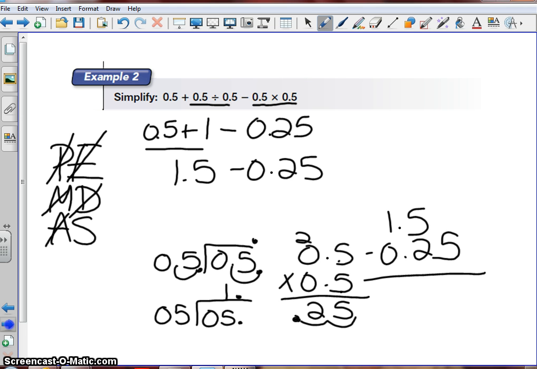and because we're adding or subtracting a decimal, we line up the decimals. Fill in the empty places with a 0 and borrow. 10 minus 5 is 5, 4 minus 2 is 2, 1 minus 0 is 1. We have an answer of 1.25.